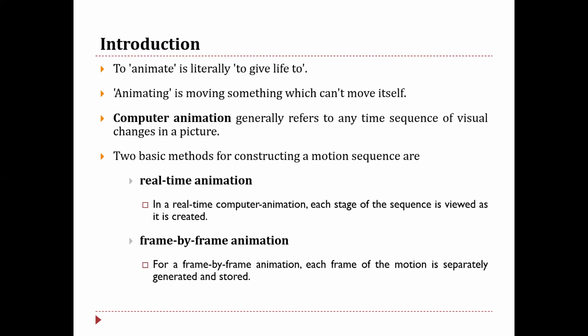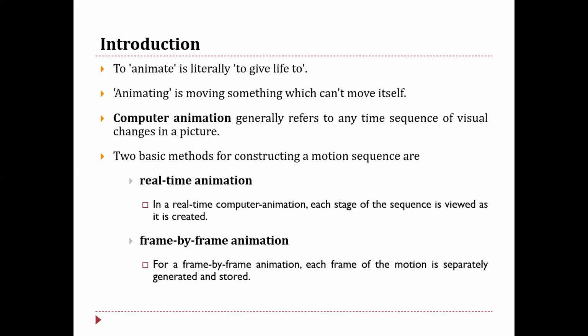In addition to changing the object's position using translations or rotations, a computer-generated animation could display time variations in object size, color, transparency, or the surface texture.